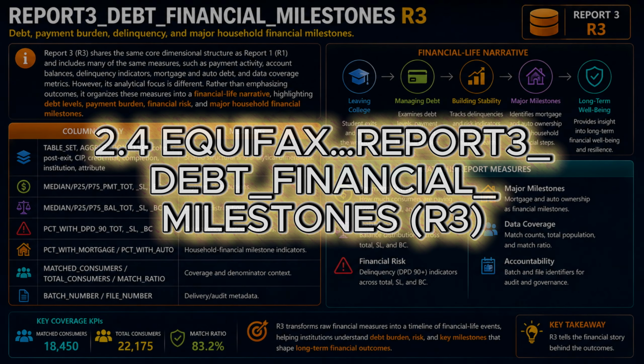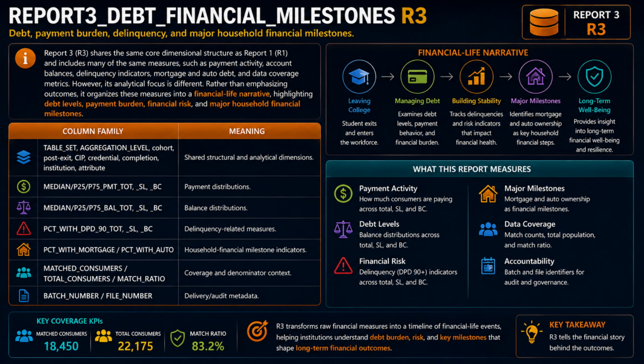Equifax Report 3, Debt Financial Milestones. This is the third report fact table and shares the same core dimensional structure as Report 1, R1, and includes many of the same measures such as debt and payment activity, account balances, delinquency indicators, mortgage and auto debt, and data coverage metrics. However, its analytical focus is different. Rather than emphasizing outcomes, it organizes these measures into a financial life narrative, highlighting debt levels, payment burden, financial risk, and major household financial milestones.